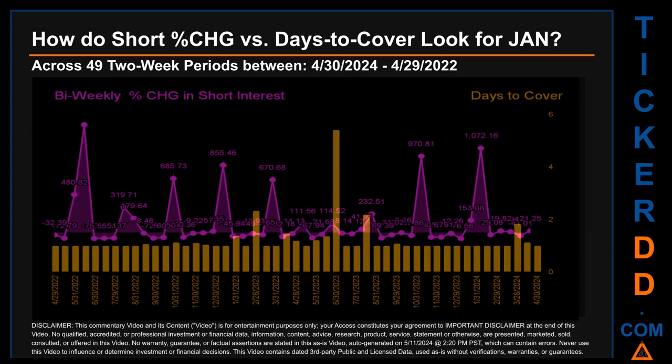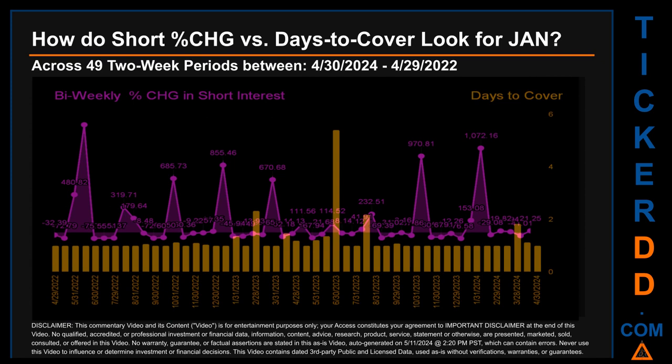Zooming out, I looked across 49 2-week snapshots, from latest found, April 30, 2024 to oldest found, April 29, 2022. In the graph, I overlaid bi-weekly percentage change in short interests against days to cover. Across these 49 2-week snapshots, the average percentage change of short interest was about 123.22%.